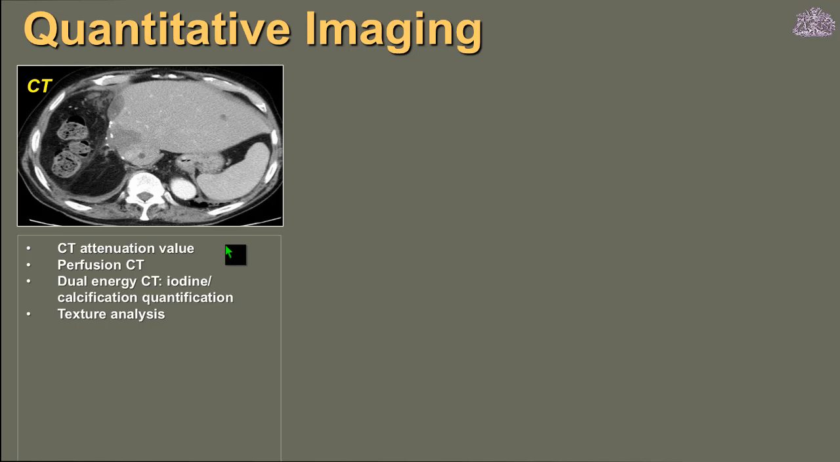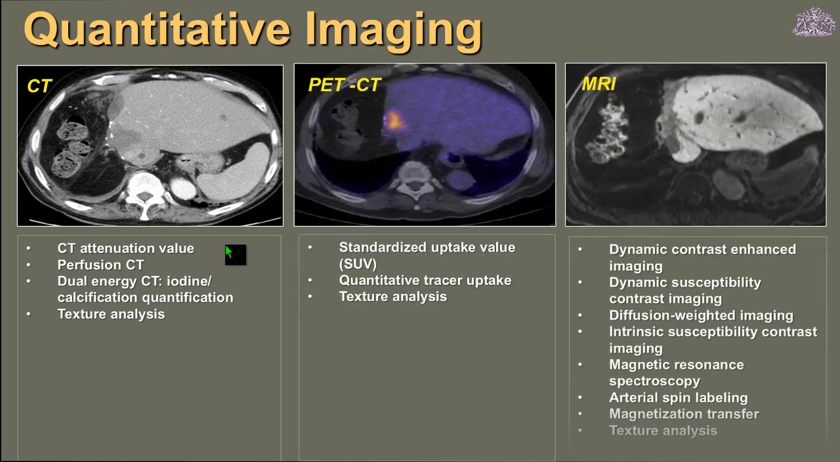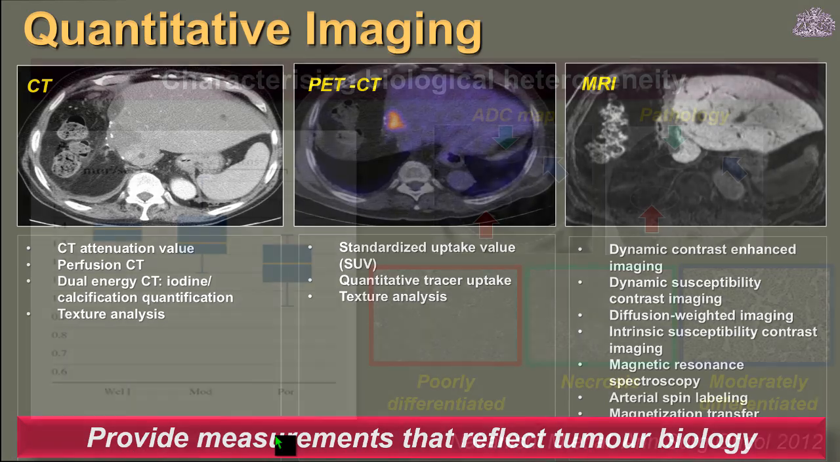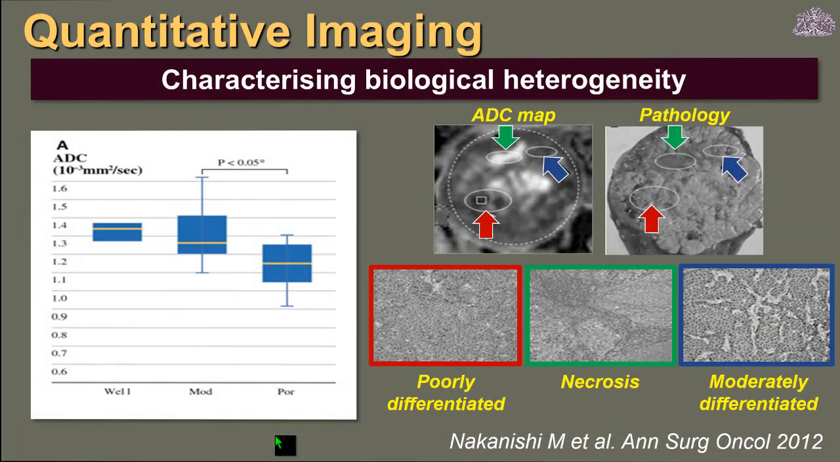Of course, moving on to quantitative imaging, we can use CT, PET-CT, and MRI to measure different aspects of tumor biology. So with these quantitative imaging techniques, we can provide measurements that reflect the underlying tumor biology. So what sort of information can we gain from quantitative imaging?